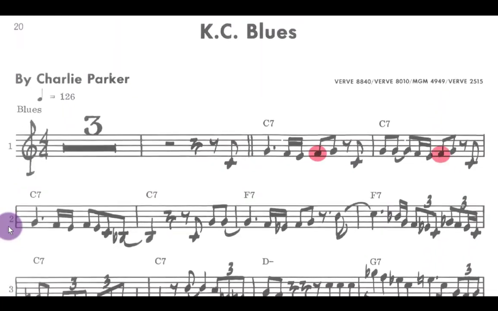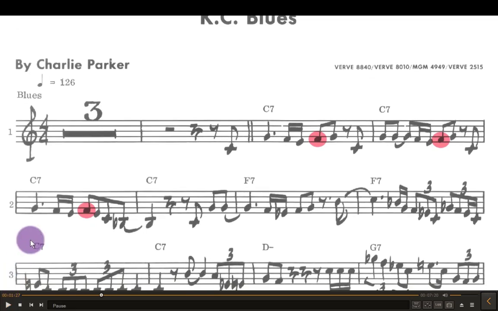Then surely nobody uses the avoid notes in their solos, but at the same time I was given a ton of examples. You look at those notes.